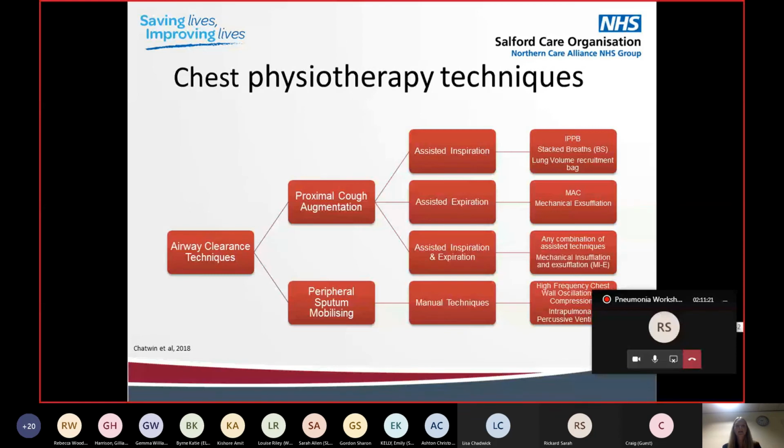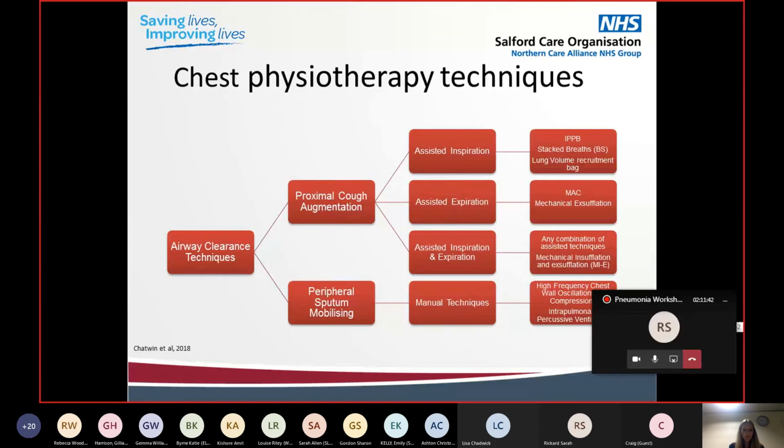So here is a diagram which shows some, it's not an extensive list, some of the chest physio techniques that we can utilise. I've used this one. I think it quite nicely breaks down some of the different techniques. So it looks at it in two arms. It looks at it in proximal techniques and peripheral techniques.